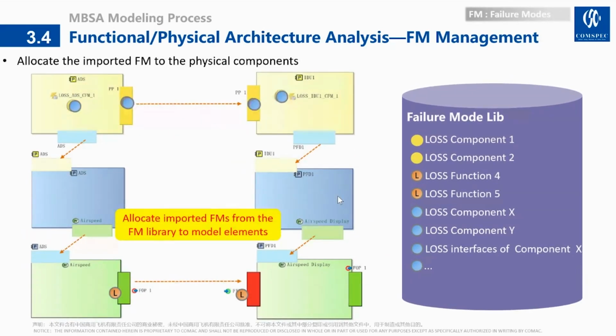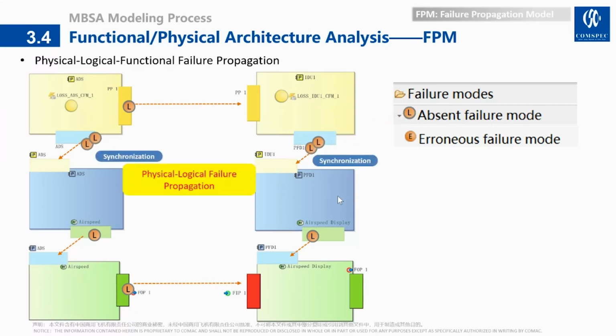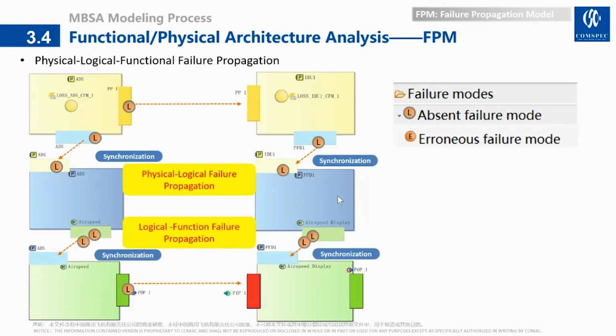Imported FM data can be automatically associated with model elements based on key information such as component numbers. The following is to build a failure propagation model. Based on the Capella modeling methodology, functions are allocated to logical components, and logical components are allocated to the components. The failure modes established at the component layer will be automatically and synchronously transmitted to the logical layer, and the failure modes of the logical layer will also be synchronously transmitted to the functional layer. Failure transmission from components to logical to function is realized.